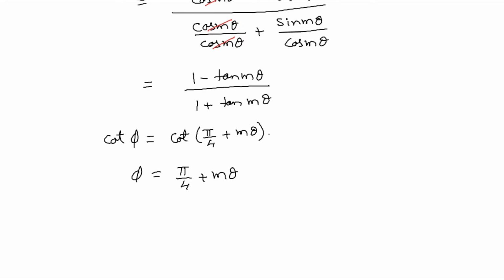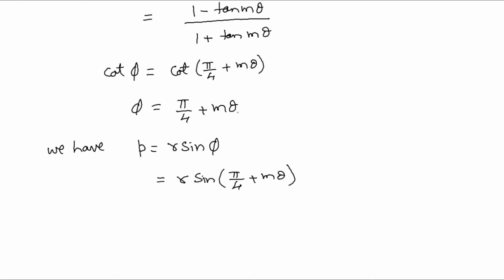So now to express in the parallel equation, we have this relationship P is equal to R sine of phi. So just plug in the value of phi over here. It is sine of phi, where the value will be pi by 4 plus m theta. So theta has to be eliminated from here. So keep R as it is.